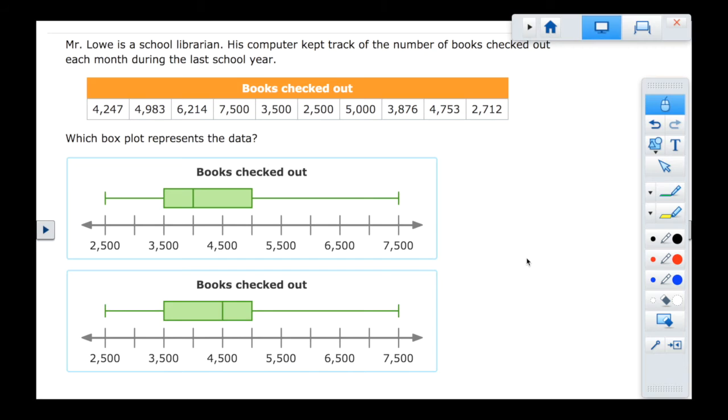Okay, now we're going to create a box plot. So the first thing I have to do, the school librarian's keeping track of the books checked out, I have to put them in order. I'm going to do that now.